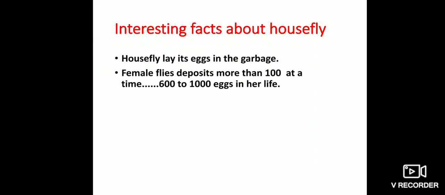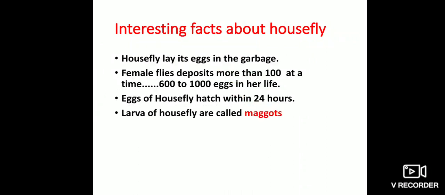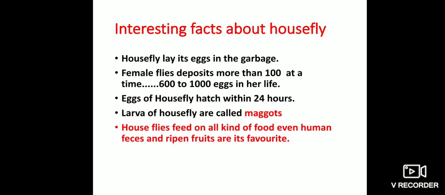Interesting facts about housefly. Housefly lays its eggs in the garbage. Female flies deposit more than 100 eggs at a time, 600 to 1000 eggs in her life. Eggs of housefly hatch within 24 hours. Larvae of housefly are called maggots. Houseflies feed on all kinds of food, even human feces, and ripened fruits are their favorite item.